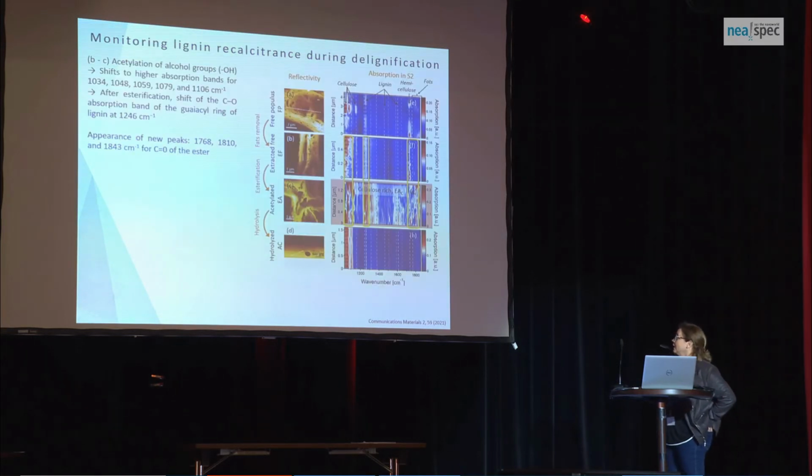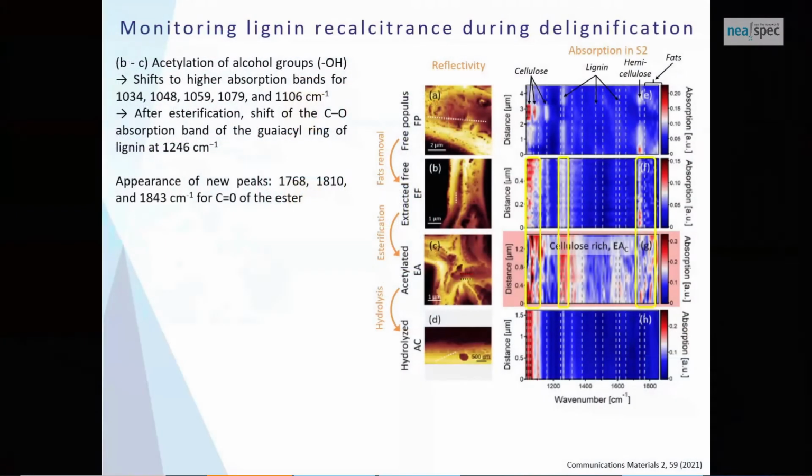So this is the first correlation. And then we shift to spectroscopic measurement, of course, to try to monitor our delignification and try to see the lignin recalcitrance. So you have here the reflectivity images of the 4 samples following our process, and the spectrum associated along the lines that are marked in the reflectivity.